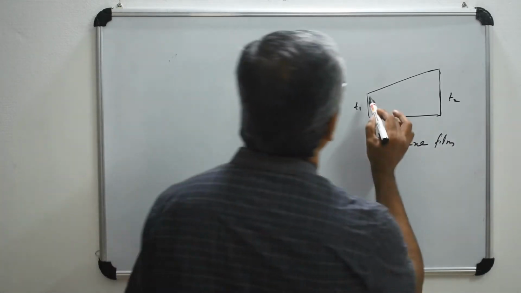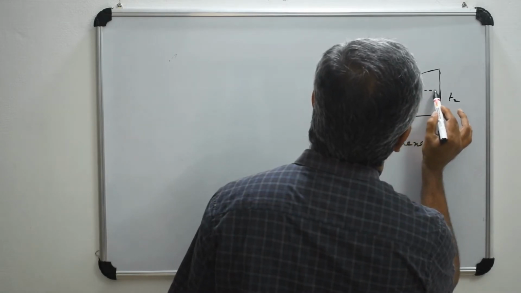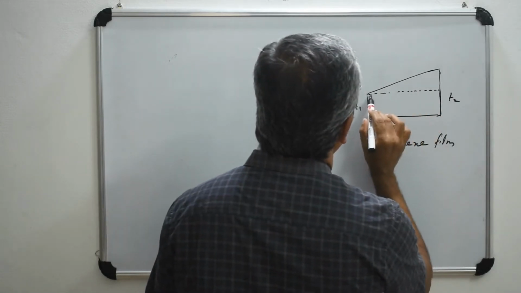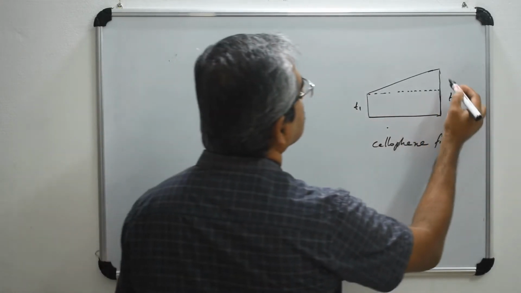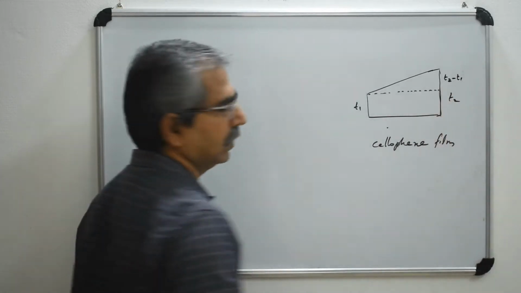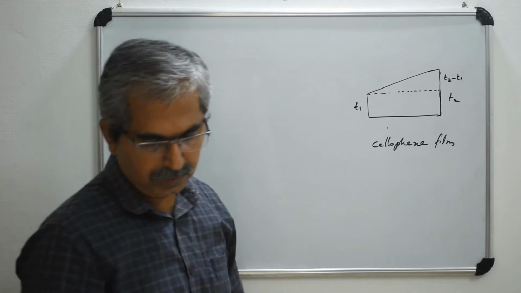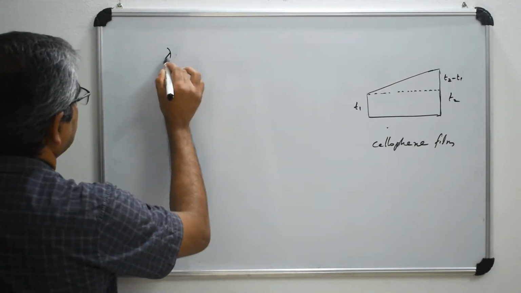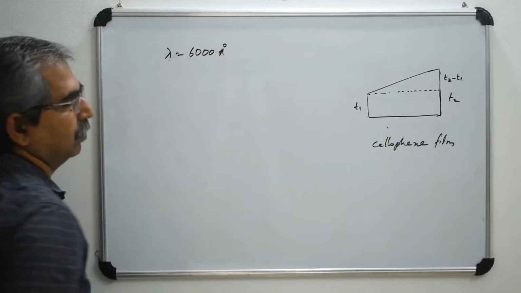So from here, this is the line parallel to the base. So this distance is T2 minus T1, isn't it? Now this one is illuminated with light of wavelength 6000 Angstrom unit. Lambda is equal to 6000 Angstrom unit.